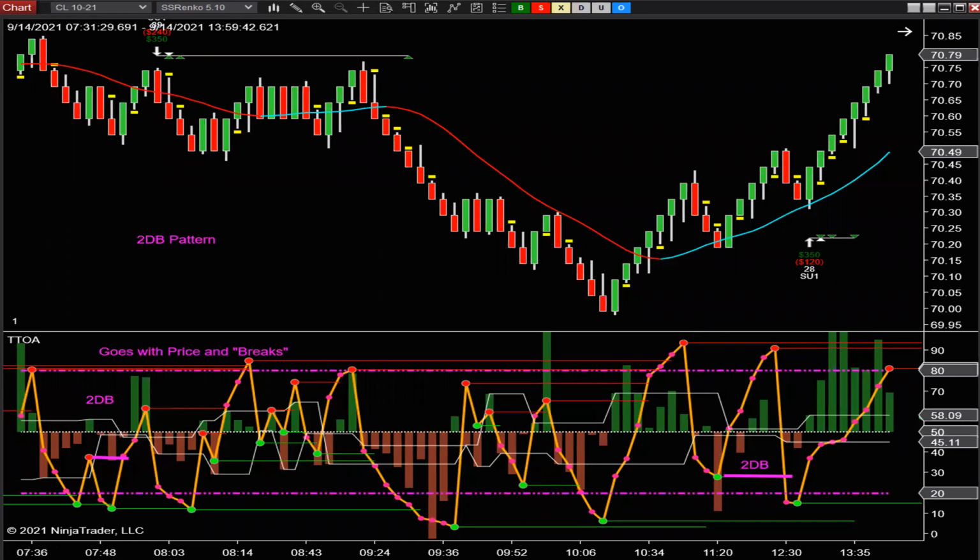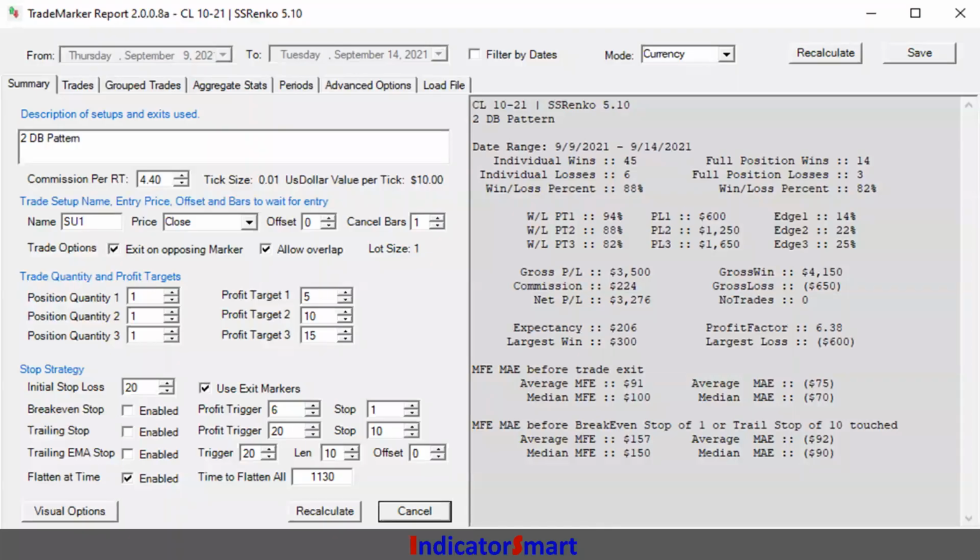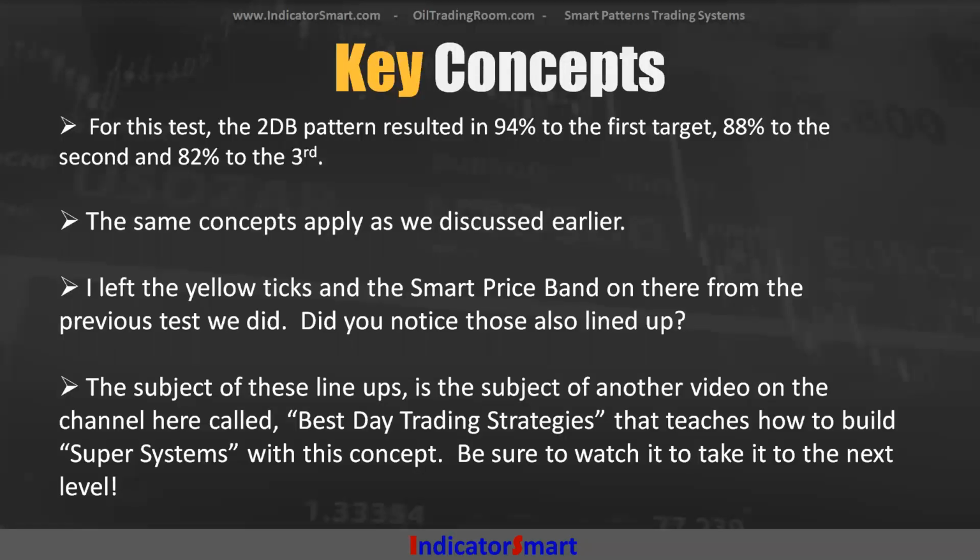Let's take a look at what kind of a profile we got from Trade Markers on that. That was a 94% to the first one, 88 to the second, 82 to the third. That's called the 2DB pattern. This time 5, 10, and 15 tick targets. So for this test, the 2DB pattern resulted in 94% to the first target, 88% to the second, 82% to the third. Same concepts apply, probability field, or however you want to think about it.